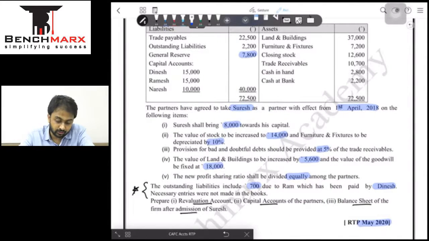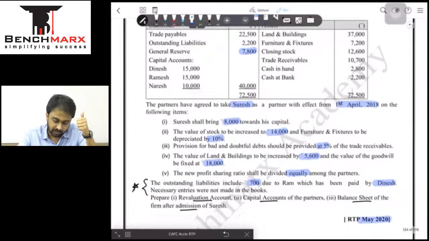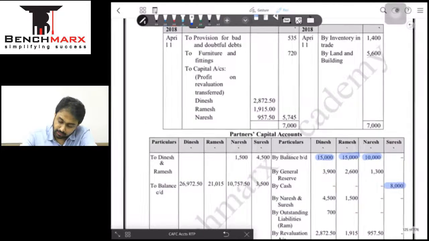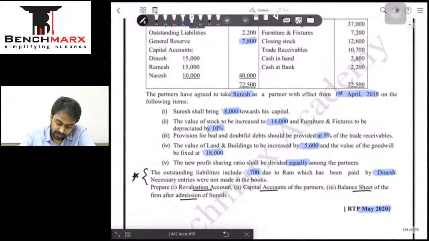These are profits when 3 partners were there. So this only belongs to 3 partners, being Dinesh, Ramesh and Naresh in the PSR. So it is by GR. Old PSR के हिसाब से appears to be 3:2:1. ये भी चला गया. ठीक है. Then let's go towards revaluation.